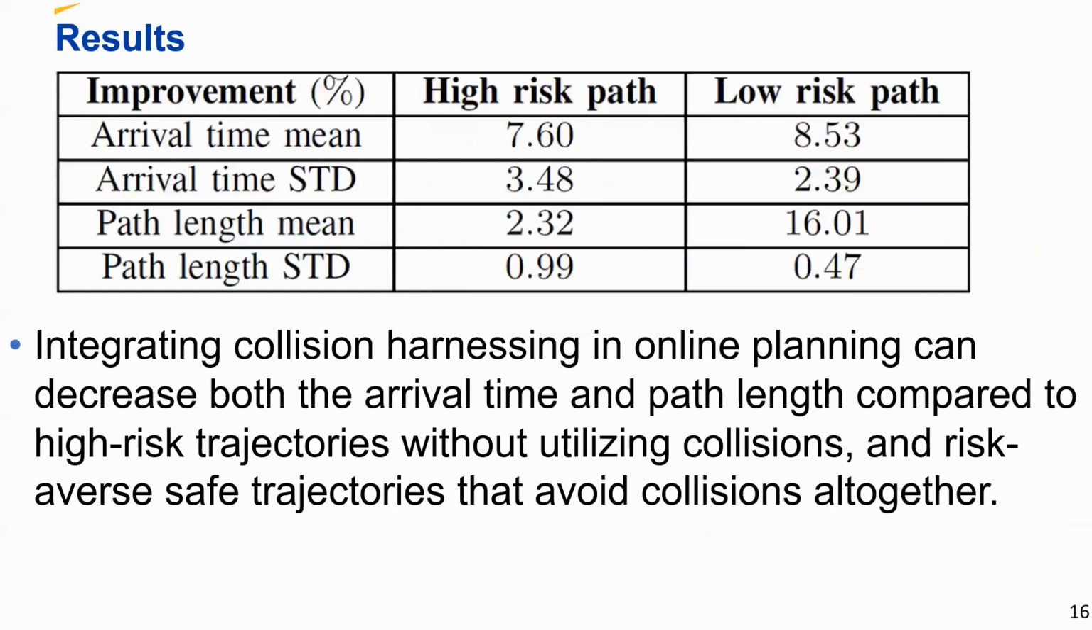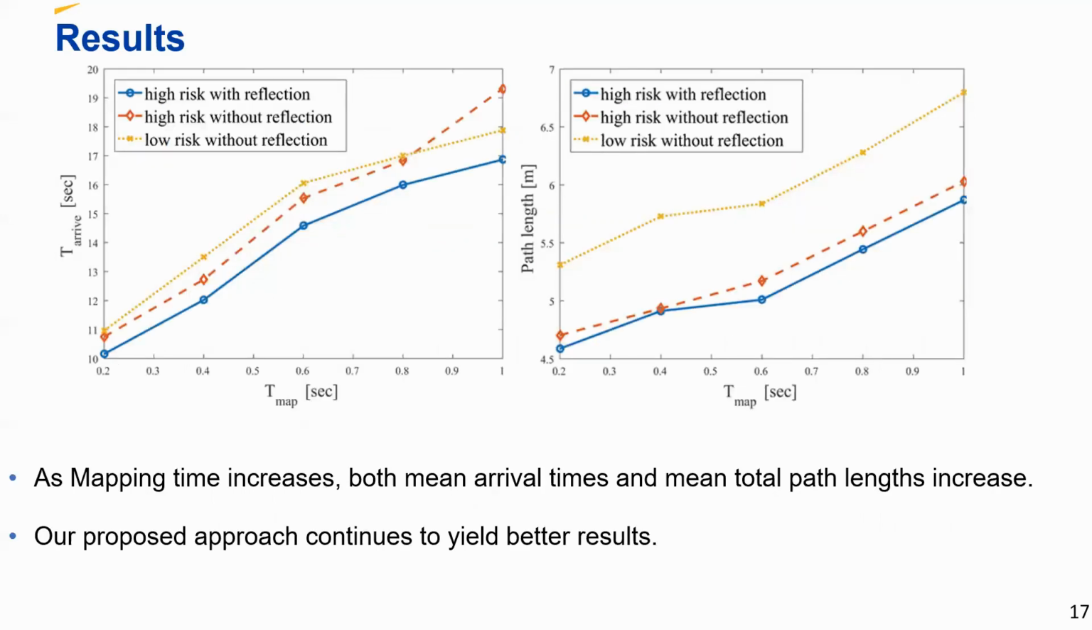Experiments reveal that integrating collision harnessing in online planning can decrease both the arrival time and the path length of the generated trajectories when compared to high-risk trajectories without utilizing collisions and risk-aware safe trajectories that avoid collisions altogether. As mapping time increases, both mean arrival time and mean total path length of all 3 strategies increase, but our proposed approach continues to yield better results.